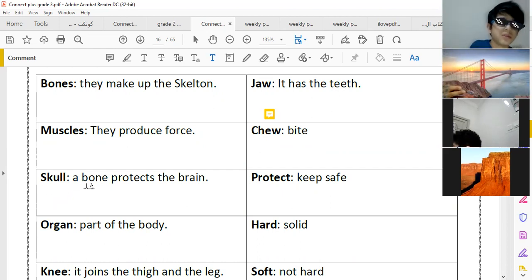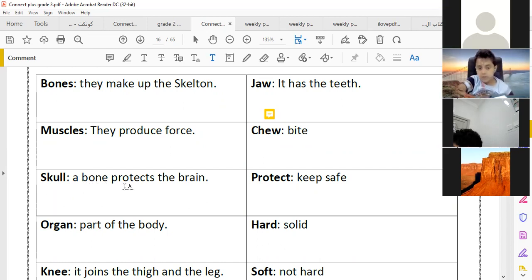Can I go to the bathroom? Yes, you can. Repeat after me, students. A bone protects the brain.